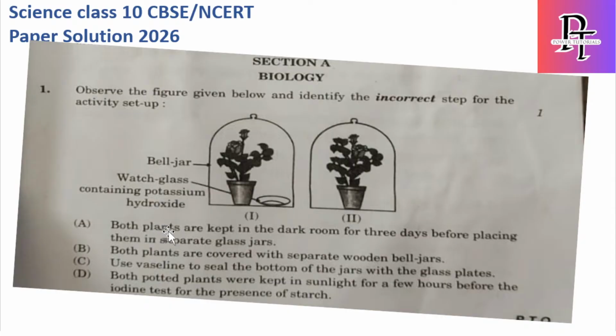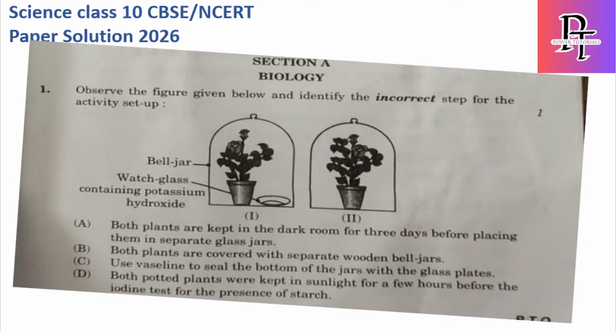First one, both plants are kept in a dark room for 3 days before placing them in separate glass jars. Yes, this should be correct. Both plants are covered with separate wooden bell jars. So they shouldn't be closed with wooden bell jars. Why? Because wooden bell jars are opaque substances, they will not allow light to pass through. So if they are closed with a wooden substance, what will happen? The sunlight will not pass and photosynthesis will not happen.